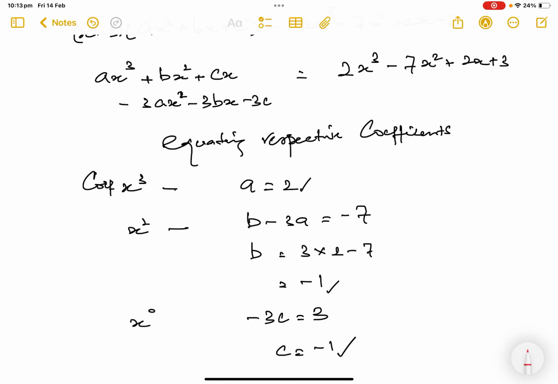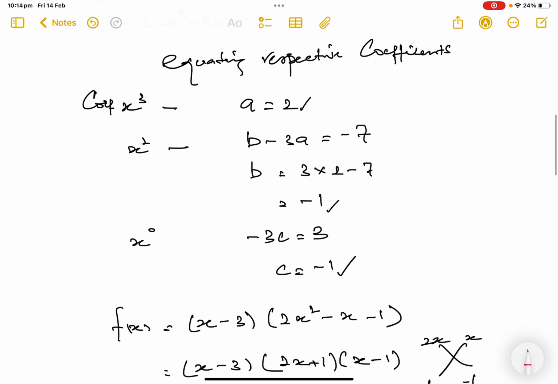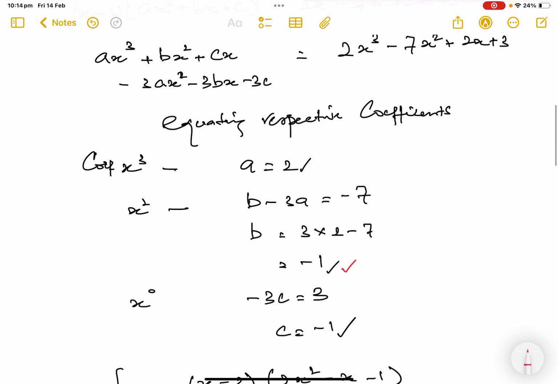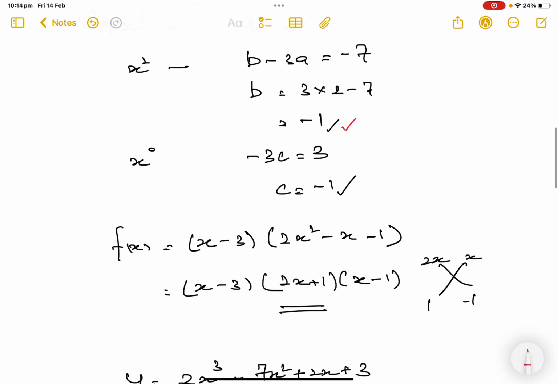Equating the respective coefficients now. The coefficient of x³ on the left-hand side is only a, the right-hand side 2, so a = 2. Equating the coefficient of x², the left-hand side is b − 3a, the right-hand side is −7. So b = 3a − 7. A is 2, 3 times 2 minus 7 is −1, so b = −1. Now the number, or x to the power of 0 coefficient, that is −3c on the left-hand side, 3 on the right-hand side. So c = −1.